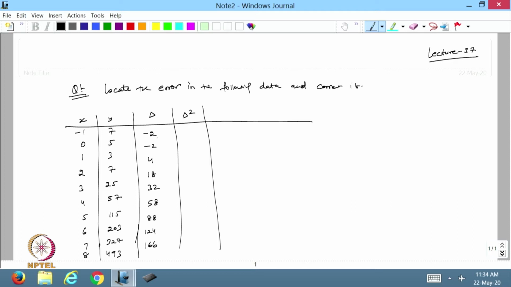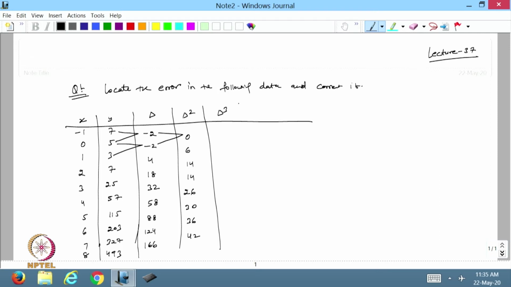The second difference will be 0, then 4 minus 2 is 6, this is 14, this is again 14, this is 26, that is 30, that is 36 and this is 42. I am writing each value in between the previous values. That is the way we can write the table.